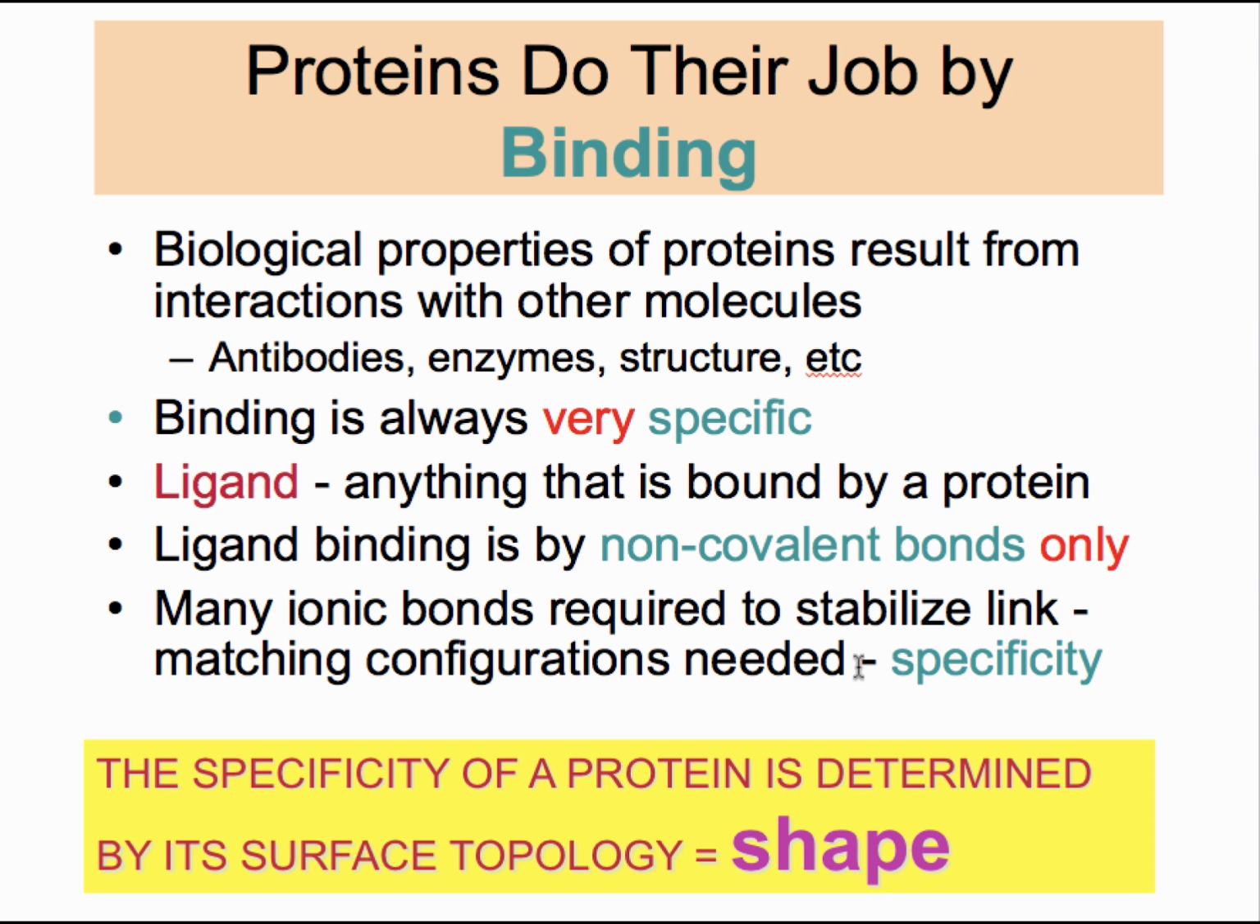And the more similar the shape of the two entities, the more likely that they will form these non-covalent bonds between their atomic structures. So the specificity of a protein, be it an antibody or an enzyme or some type of structure within the cell, the specificity is defined by its surface, and that is known as its shape.